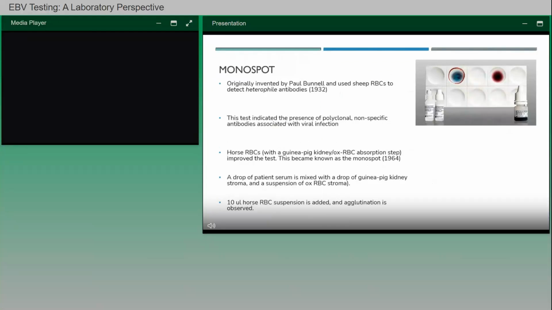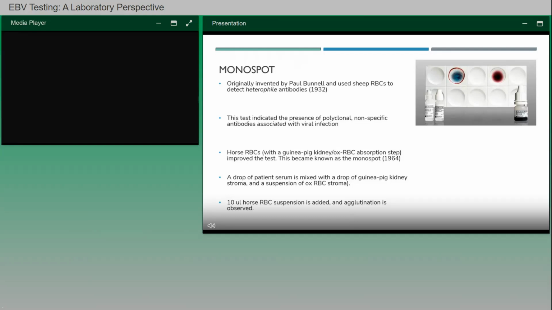So we first have to talk about the classic Monospot, which is actually a really interesting little history story. Dr. Bunnell, way back in the 30s, noticed that there were heterophile antibodies present in humans that react with sheep red blood cells. Dr. Bunnell showed that when someone has a viral infection, they can have this agglutination effect on these sheep red blood cells. And a heterophile antibody just means a human antibody that will react across species lines. It will bind to a non-human protein of some kind. And so back in 1932, he published that this happens in viral infections.